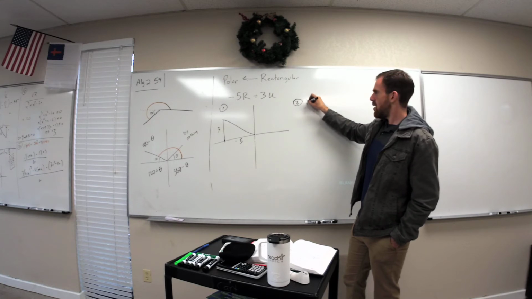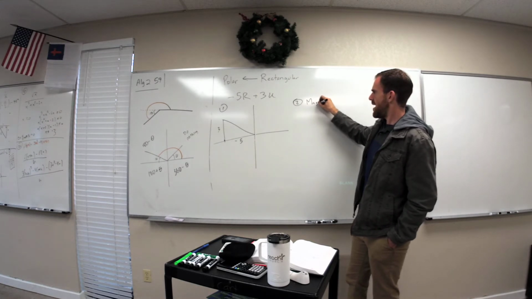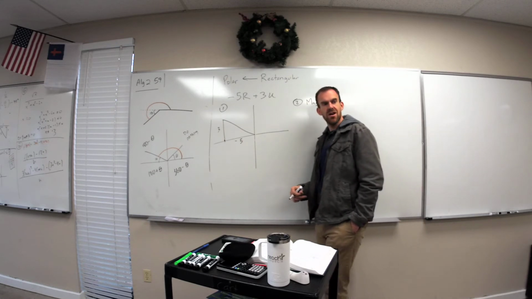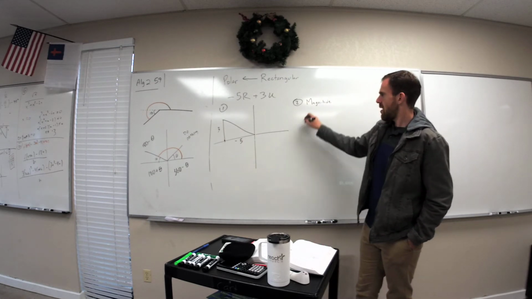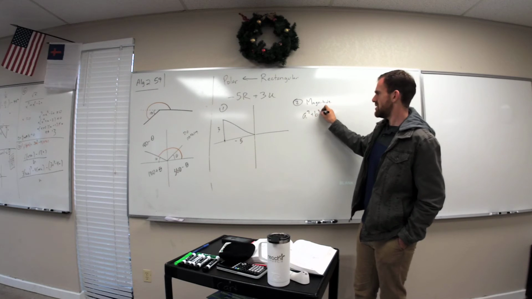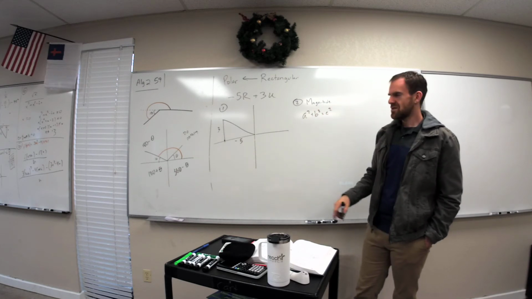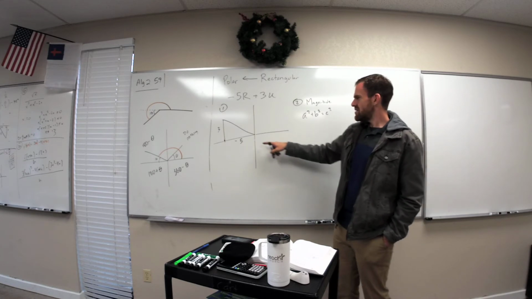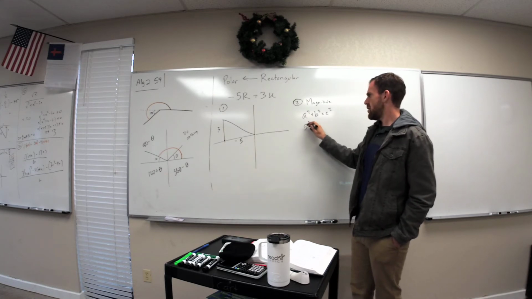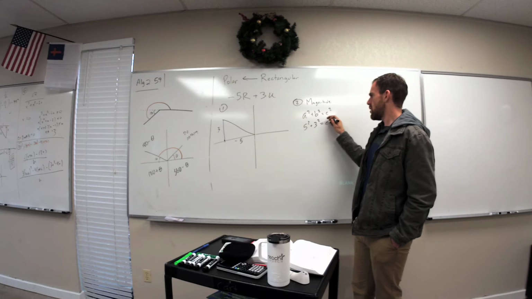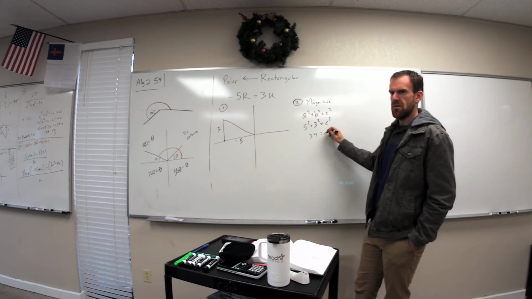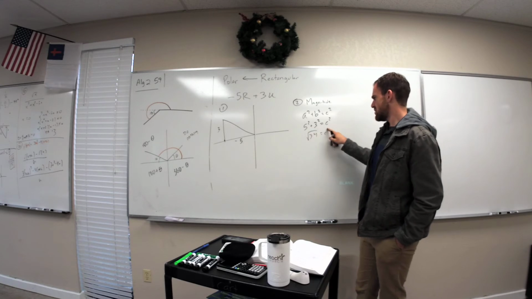First one is magnitude, or the hypotenuse. So, how do I find the hypotenuse? A squared plus b squared equals c squared. So, A is 5, B is 3, 25 plus 9 is 34. So C is the square root of 34.